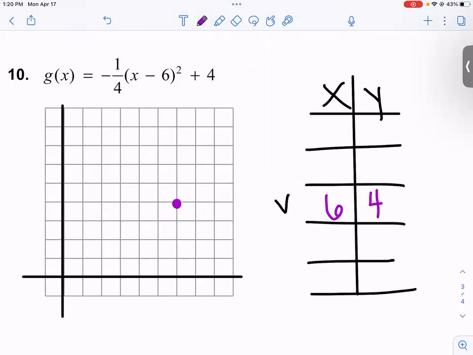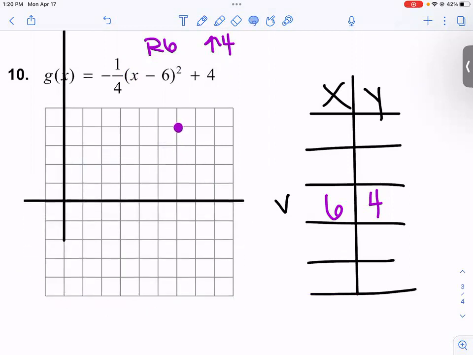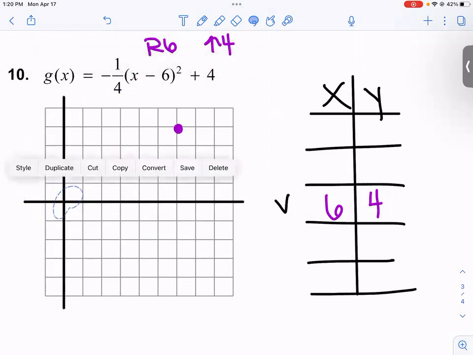Let's hold on just real quick. Okay, our vertex is at 6, 4. This x minus 6 means we're going right 6, and this plus 4 means we're going up 4. What is that negative 1/4 going to do? It's going to make it wider and upside down. Okay.